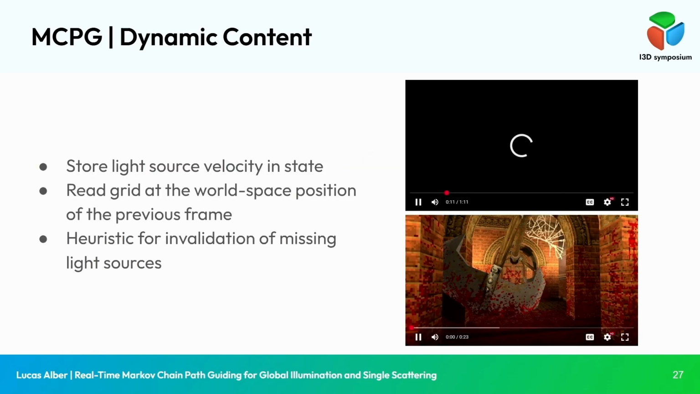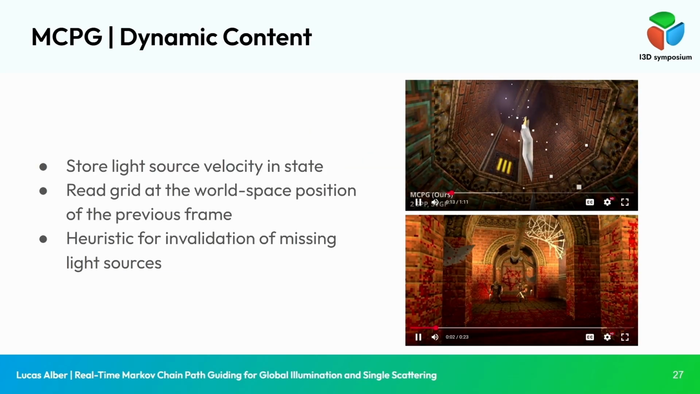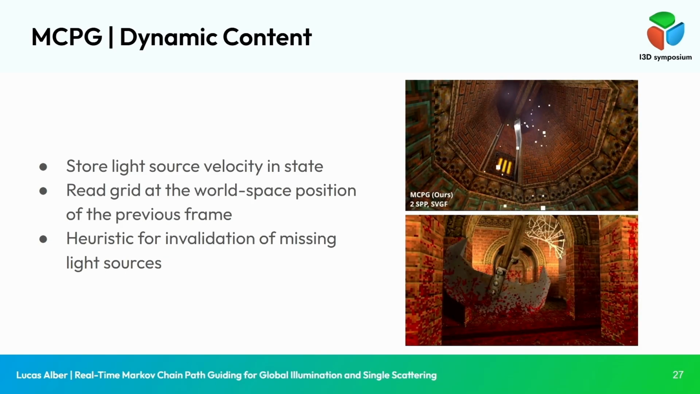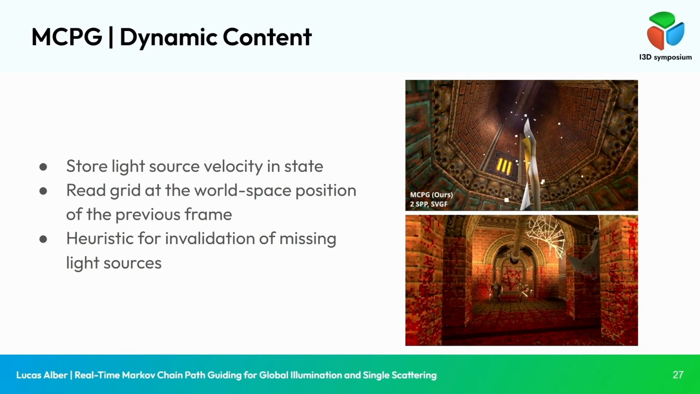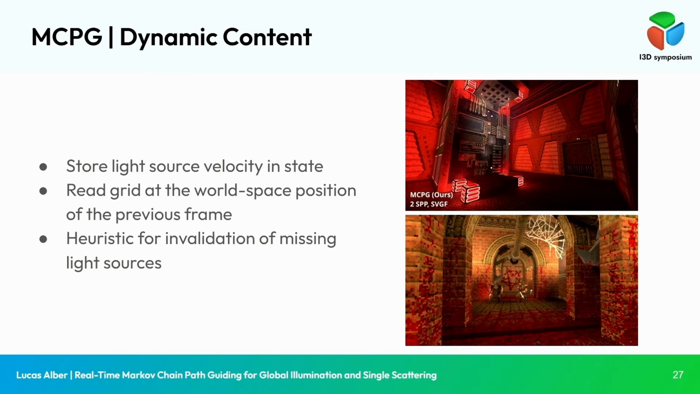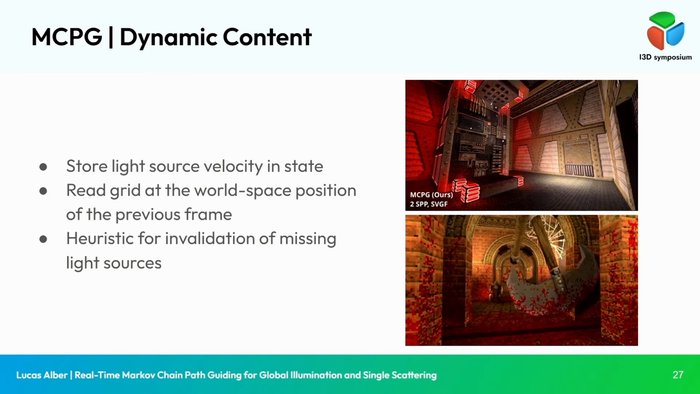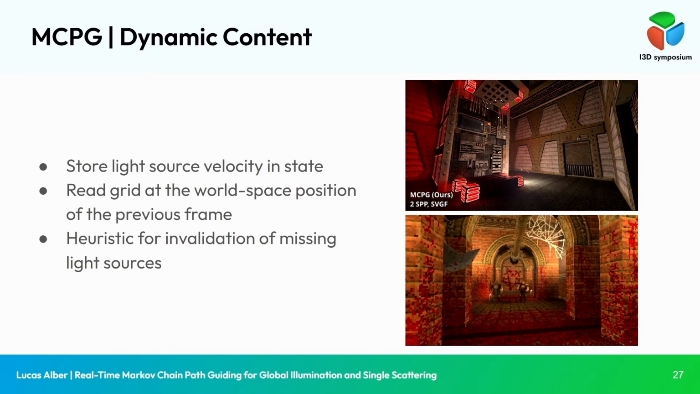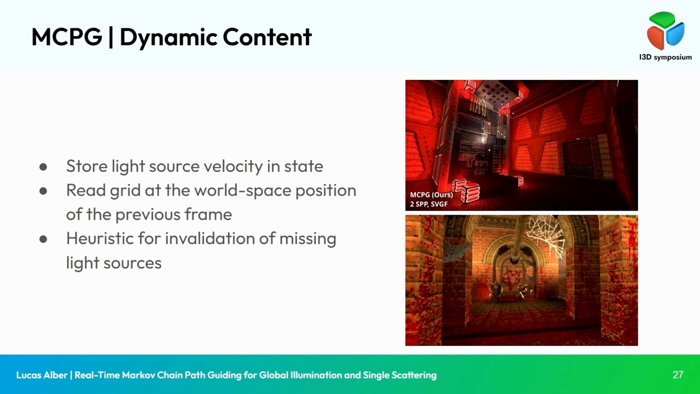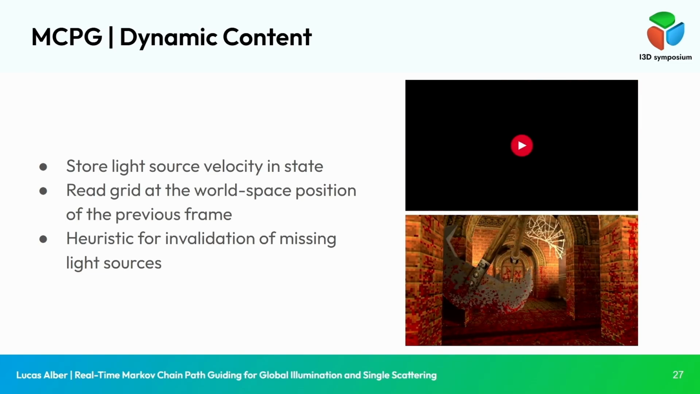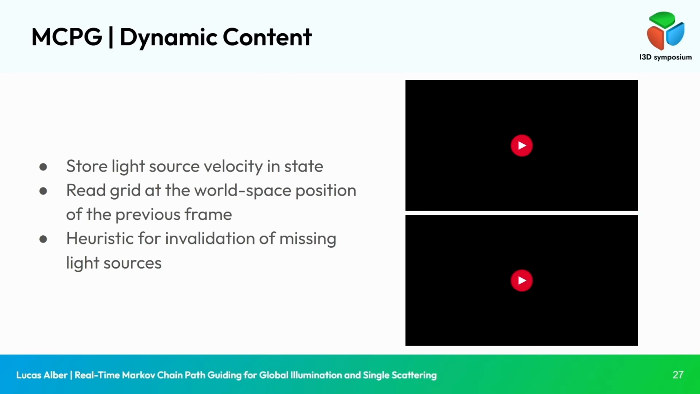For dynamic content, we can also improve the base method. For example, we can store the light velocity in the state to estimate its new position. We can read the grid at the position of the previous frame of the geometry to transport the information very efficiently to the new grid position. And finally, we use a heuristic to detect missing light sources without tracing additional rays. Otherwise, the MCMC acceptance step might take a really long time to replace a state which has seen a pretty bright light source.